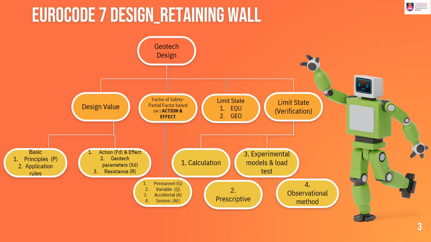For example, here this is a flow for using Eurocode 7 to design retaining wall. You have to identify the design value, the factor of safety, partial factor based on action and effect, and then understand the limit state. Lastly, you have to verify the limit state.